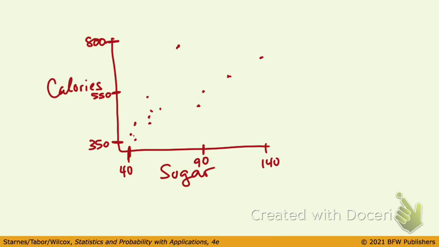Okay, part B says let's describe the association. What's my acronym for describing the association? DOFS, not socks. DOFS. What does DOFS stand for? Direction, outlier, form, and strength. Okay, guys, what direction is this going? This is a positive direction. Cool. Outliers. Do you guys think there's an outlier?